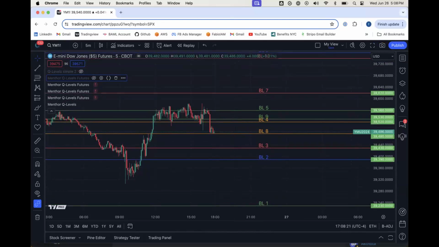Yeah, and it's really strange. There's really no option activity on YM, so there are no relevant gamma levels that you can derive. We had it at the beginning, but the data was not really good, so we decided to take it out because it's better to have no data than maybe inaccurate data.